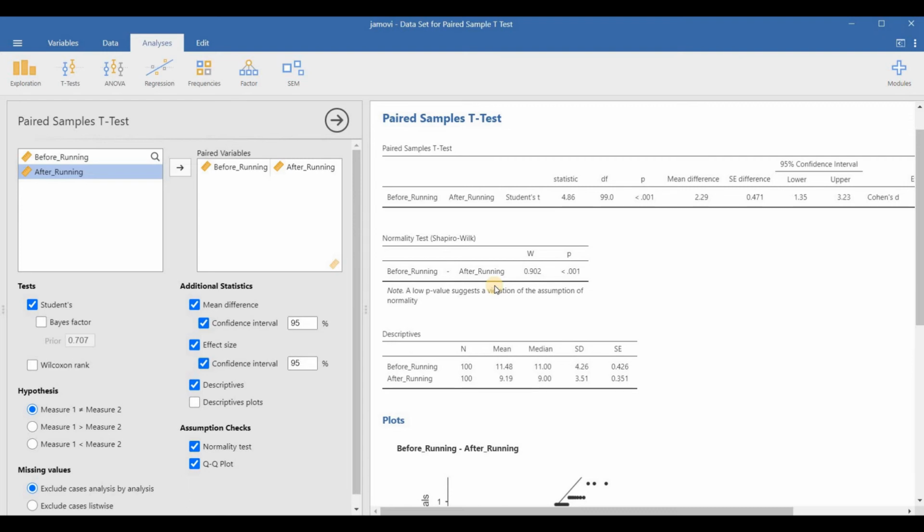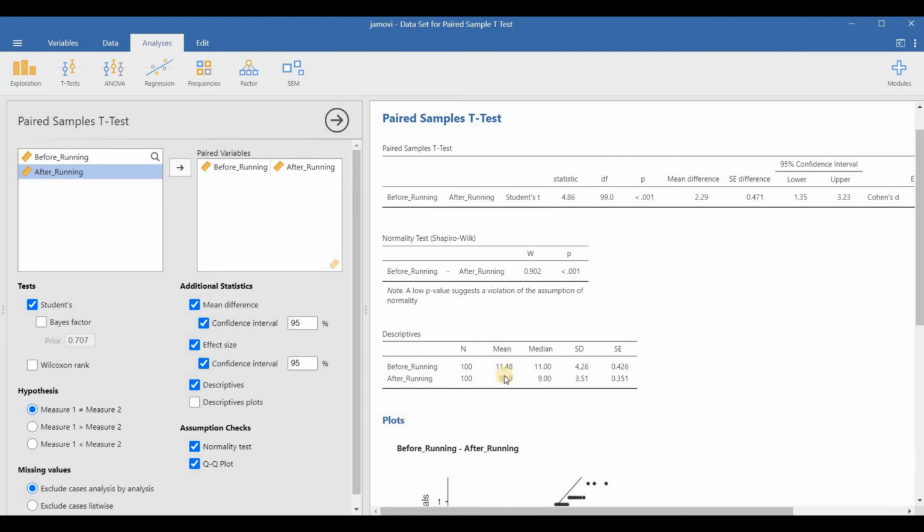So now, you must make sure before applying this test that the data is normal. Okay. Then the descriptives of this data set: 100 observations before running and 100 observations after running. Again, I want to remind you that the subjects should remain the same before and after.